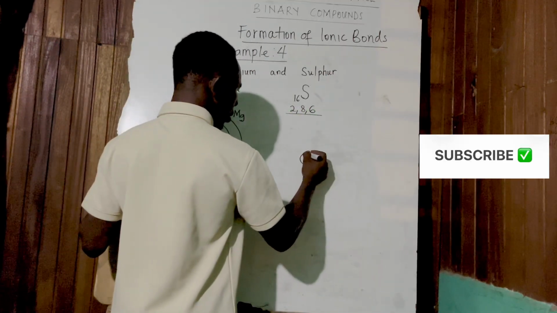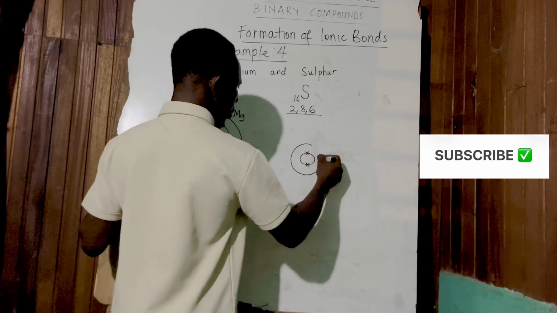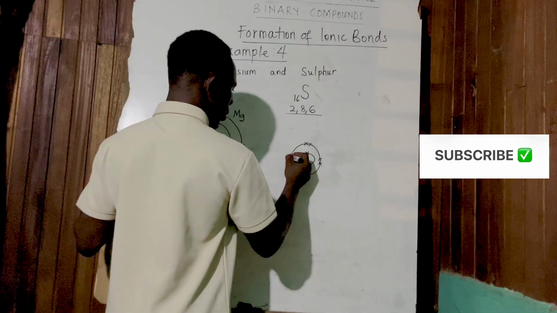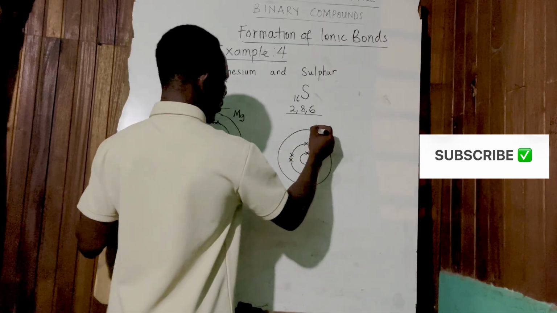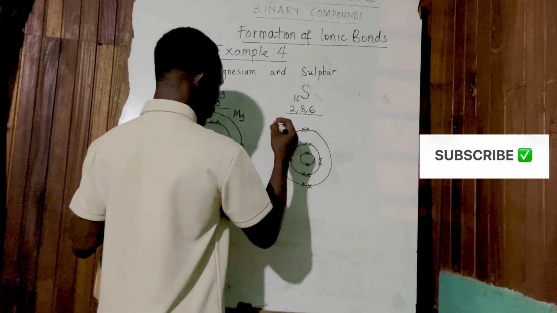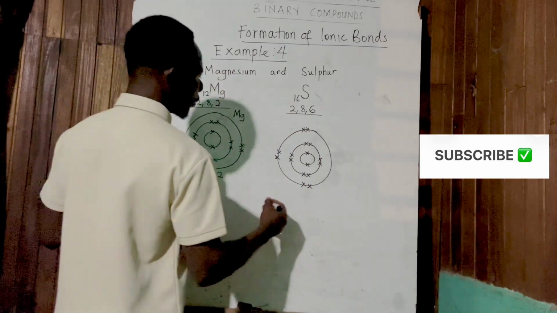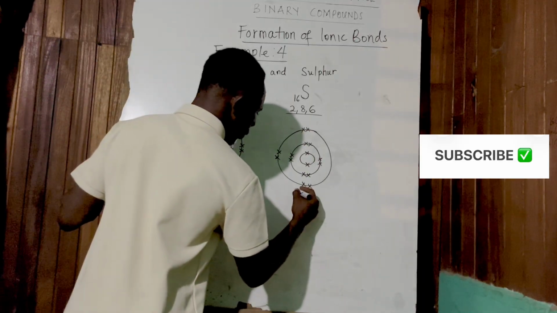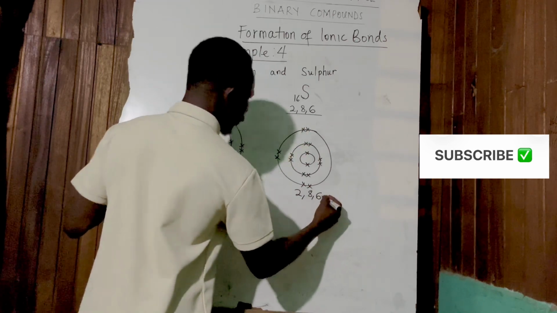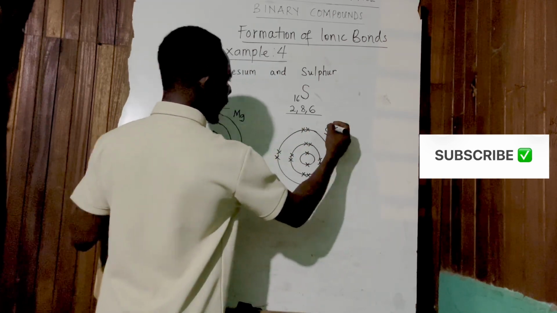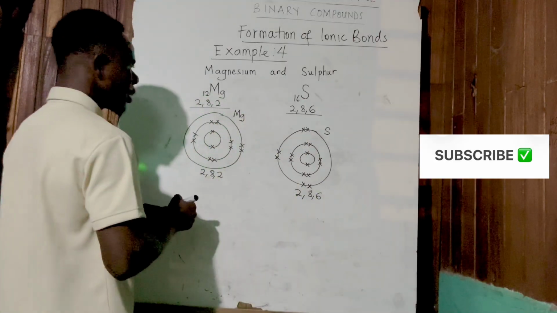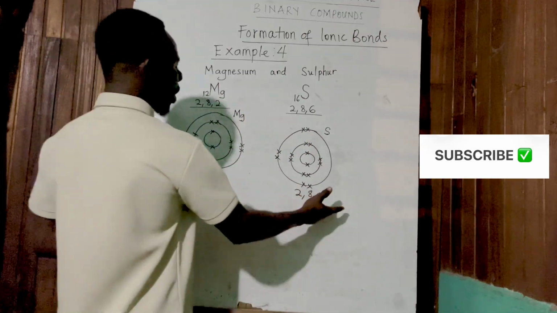So we are going for 286. So 2, 8, 6. Let me write 2, 8, and 6, which is sulfur. This is the magnesium atom, this is the sulfur atom. So this is the normal one. This is normal magnesium, this is normal sulfur.